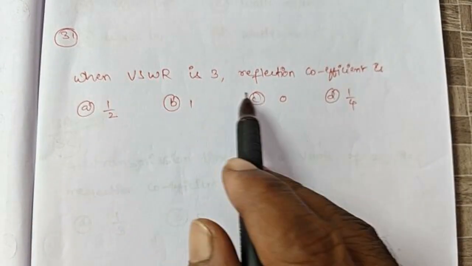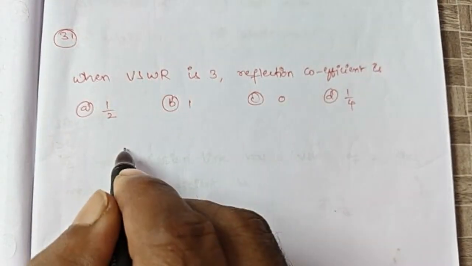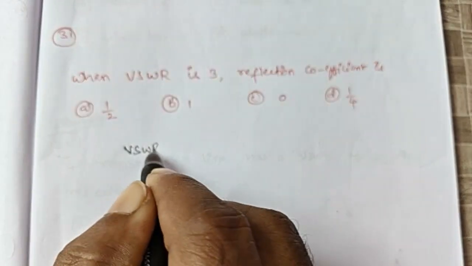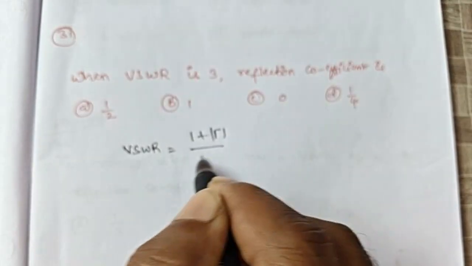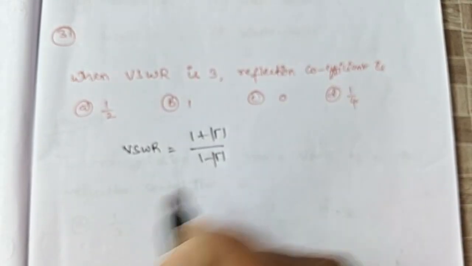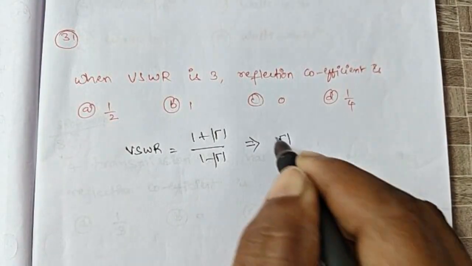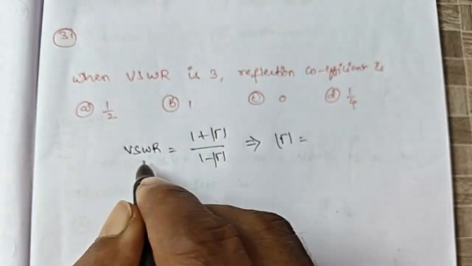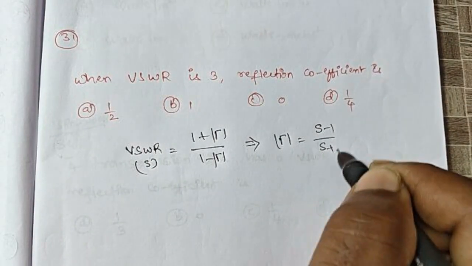When VSWR is 3, what is the reflection coefficient? The relation is VSWR, the voltage standing wave ratio, equals (1 plus mod gamma) by (1 minus mod gamma). Right? The inverse relation, if I take mod gamma, representing VSWR with S, is (S minus 1) by (S plus 1).